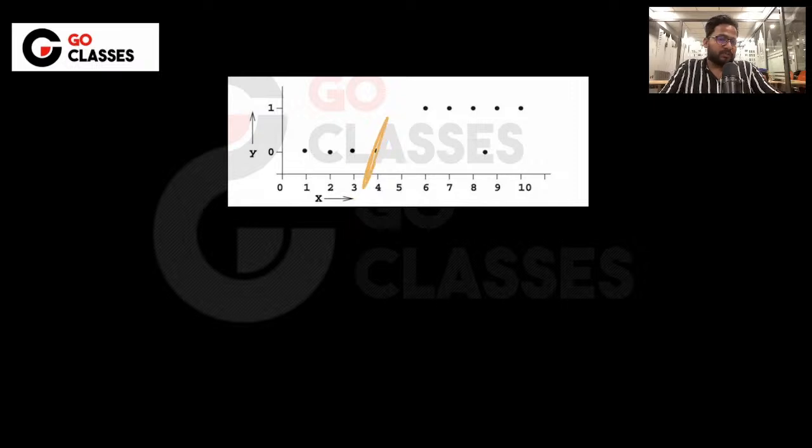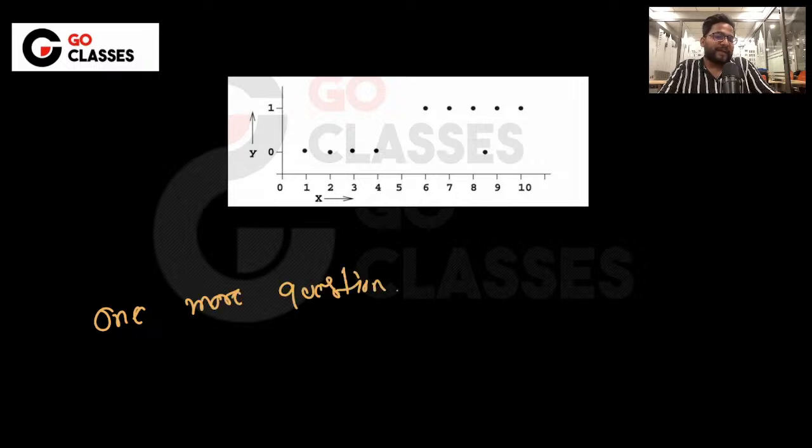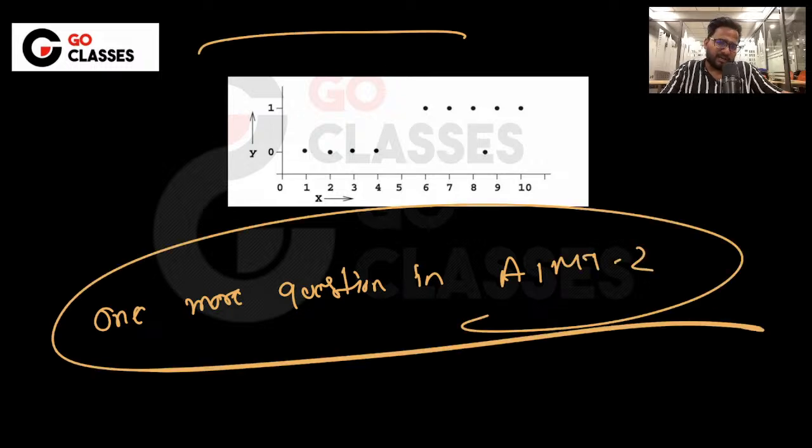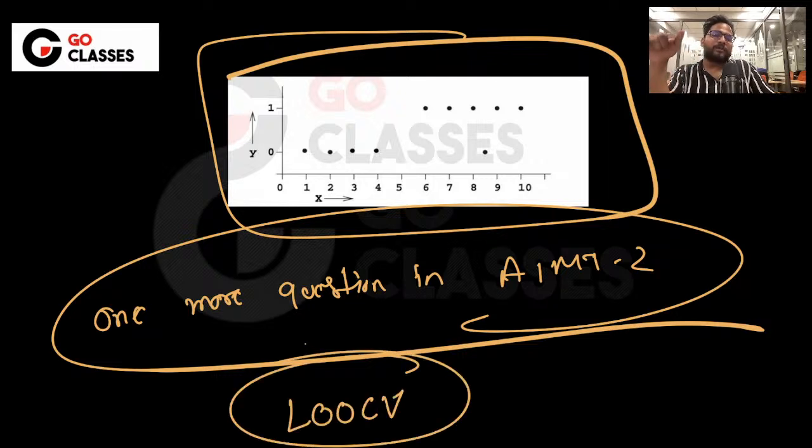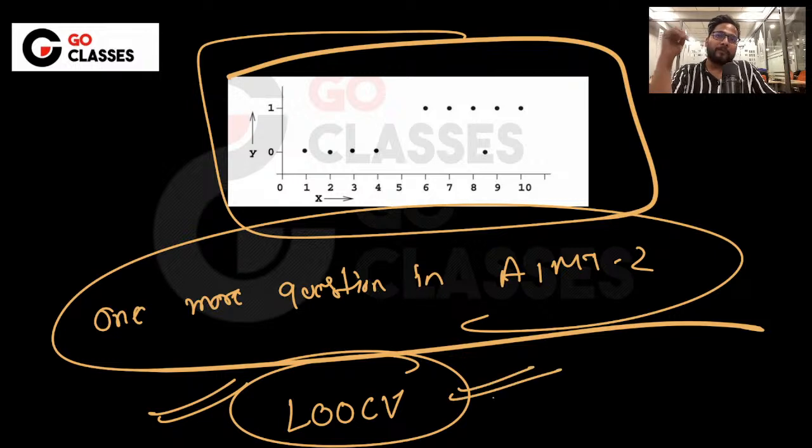What if you leave out this? There will be one more question in AIMT 2, targeting almost the same thing. I will ask you about leave one out cross validation error in almost the same thing, and you might end up doing it wrong. So understand this very carefully, because I will ask the exact same thing, but a little bit different. Then only will you learn something new, right?